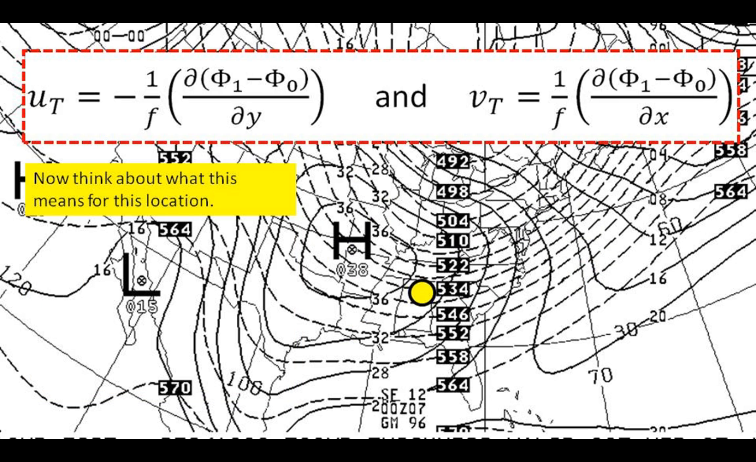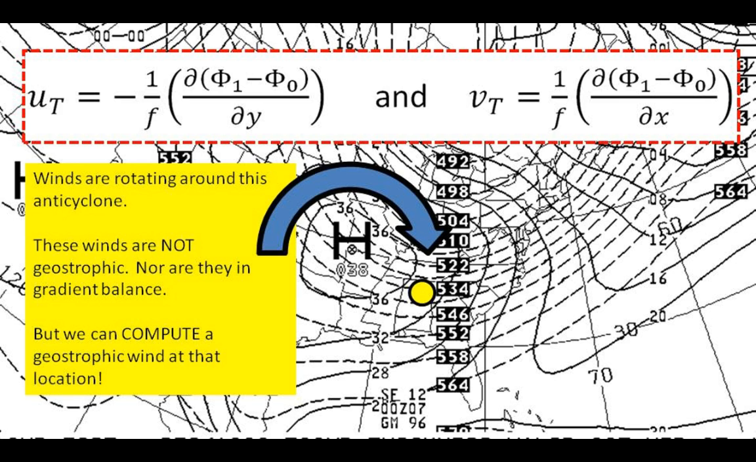Now, let's think about what that actually means for our location there in northern Alabama. That location is on the east side of an anticyclone in this case, and I've drawn a blue arrow there helping you realize which way the winds are rotating around there. Now, the winds are not geostrophic, nor are they in gradient balance, because that is actually surface pressure that's on there, but we can certainly compute a geostrophic wind. There's nothing that stops us from computing a geostrophic wind at that location. It may not be what the real wind is doing, but it's always going to be an approximation to what the real wind is doing.